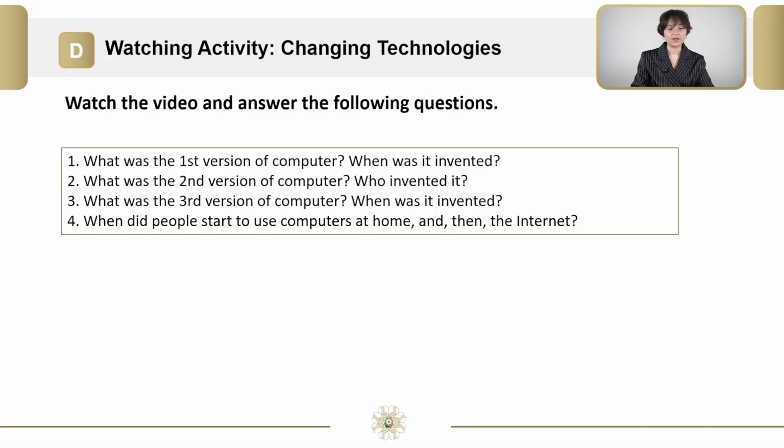The first question, what was the first version of computer? When was it invented? The second, what was the second version of computer? Who invented it? The third, what was the third version of computer? When was it invented? And the last, when did people start to use computers at home and then the internet? Now, enjoy the video and come back to check your answers.